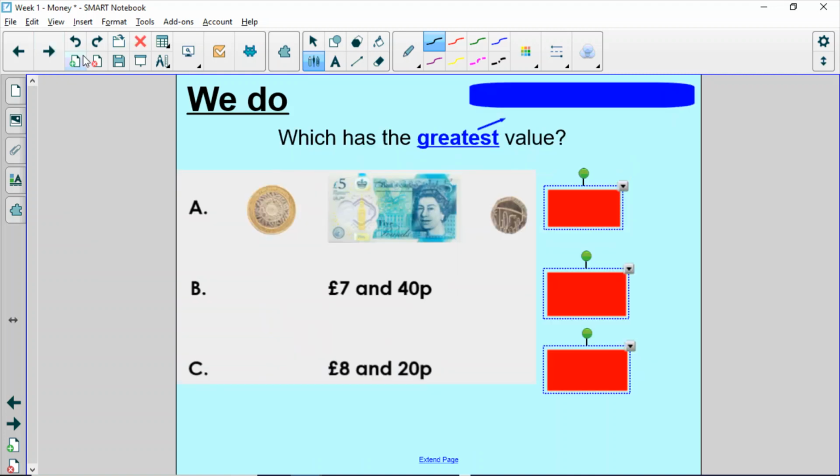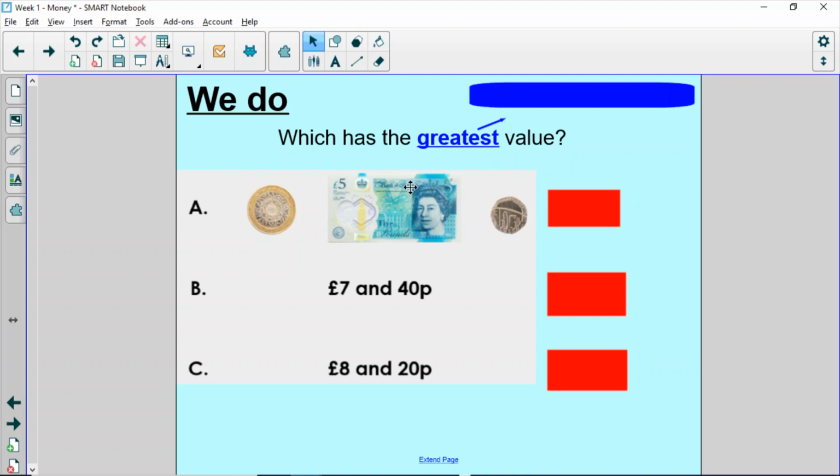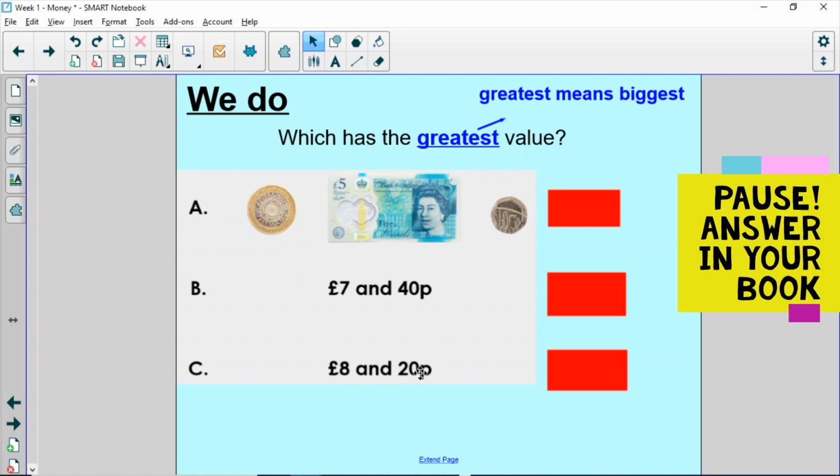Now, our next question is another we do. It says, which has the greatest value? And we've got option A, B, and C here. Well, let's reveal the box here. Remember, greatest means like the biggest. So which is the biggest number? So behind these boxes here, I've got the answers, but I would like you to pause the video and tell me what is the total of this, what is this, and what's this, and which is the biggest one. Pause the video and off you go.